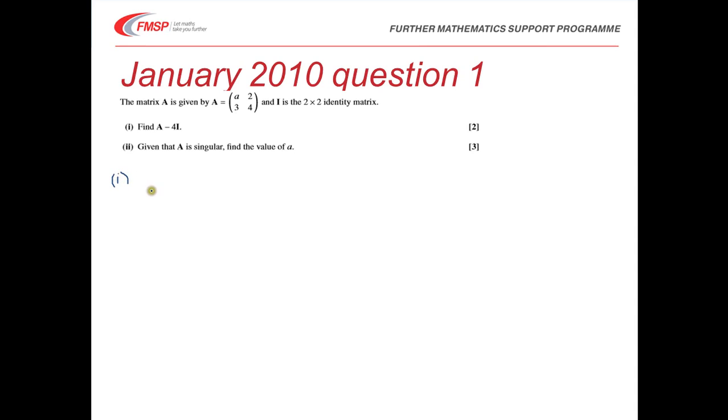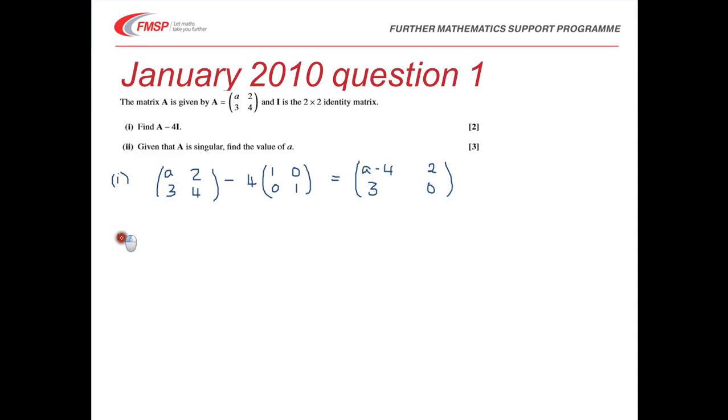So just a matter of substituting in carefully. So A is the matrix A, 2, 3, 4. And from that we've got to subtract 4 times the identity matrix. So just checking that carefully. So remember, subtracting means we're going to just subtract corresponding terms. So it's going to be A minus 4, and then 2 minus nothing, 3 minus nothing, and then it's going to be 4 minus 4, which is nothing.